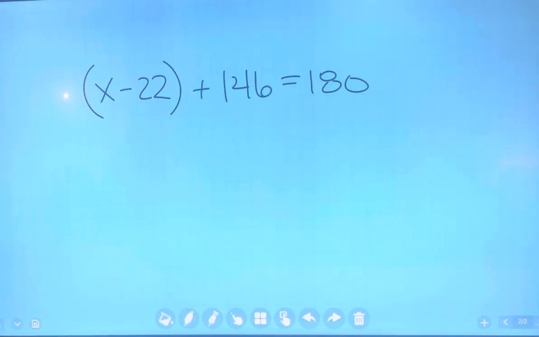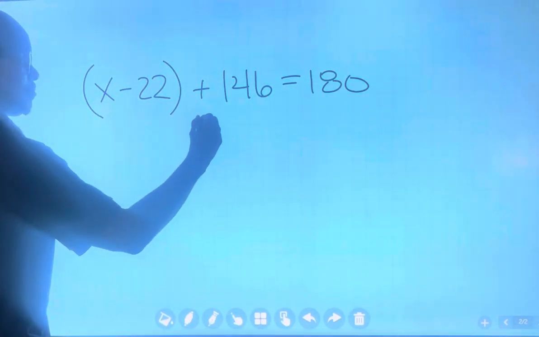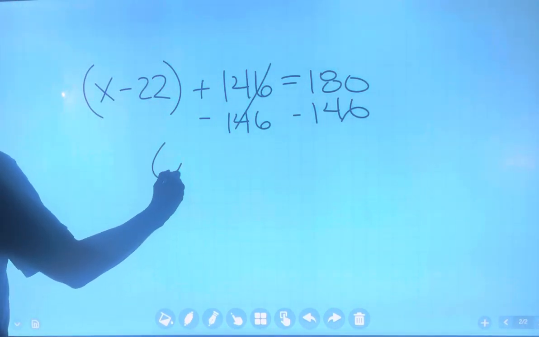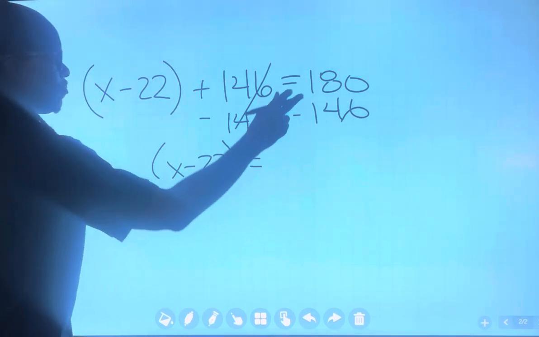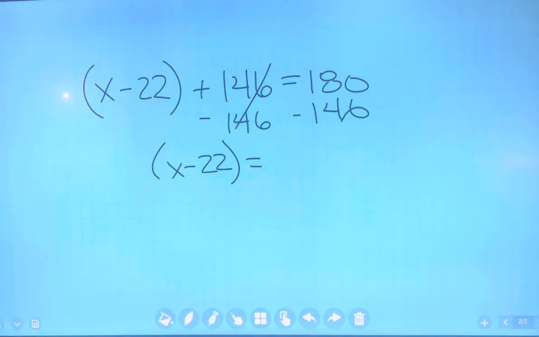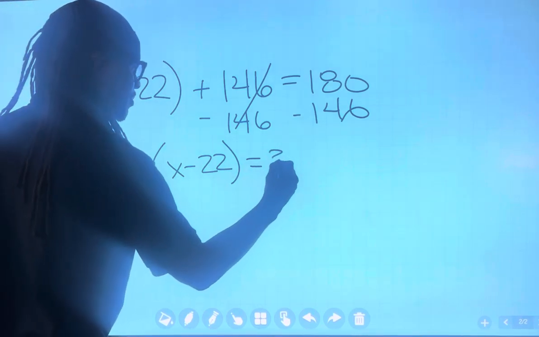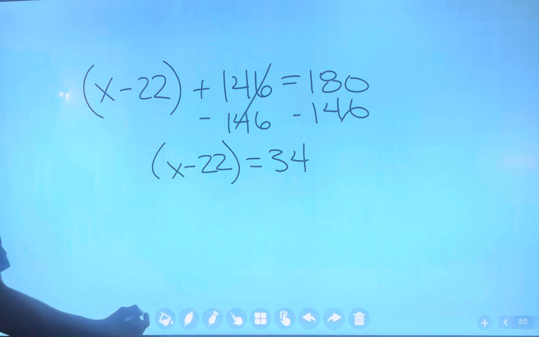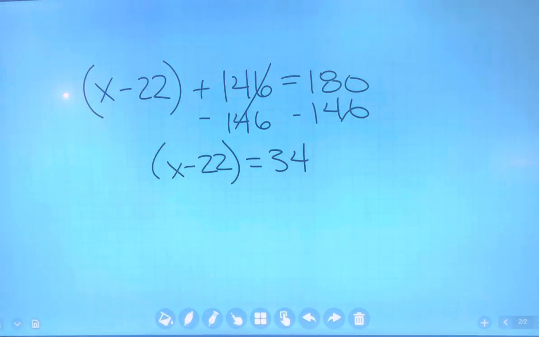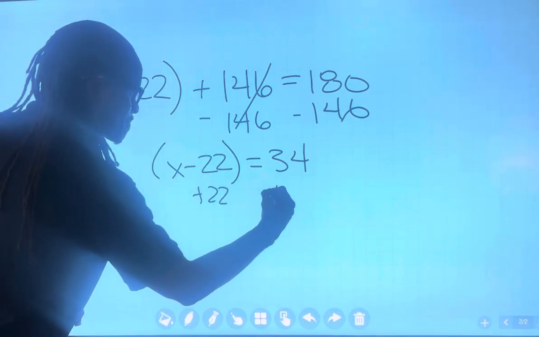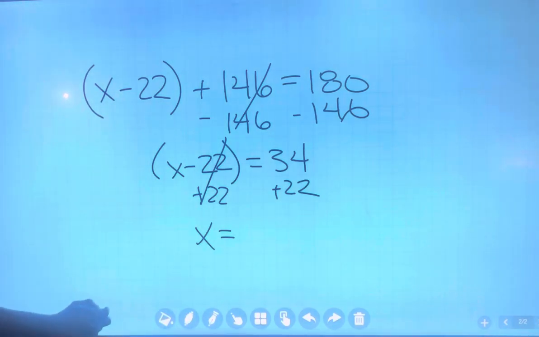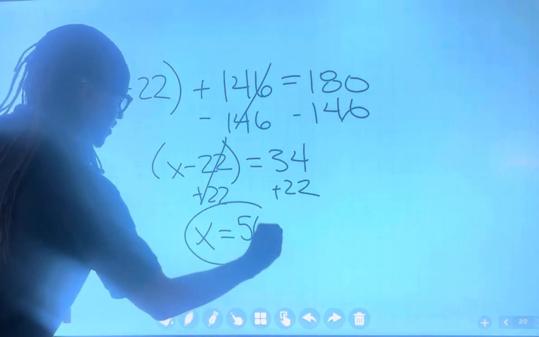Now, do what on both sides? Simple algebra at this point. These cancel. You got your X minus 22. 140 from 146 make what? That's quick math. And then what do I do on both sides to get the X by itself? Oh, wait, plus 22. Add 22. That's going to make these cancel, giving me X is equal to what? So your X is 56.